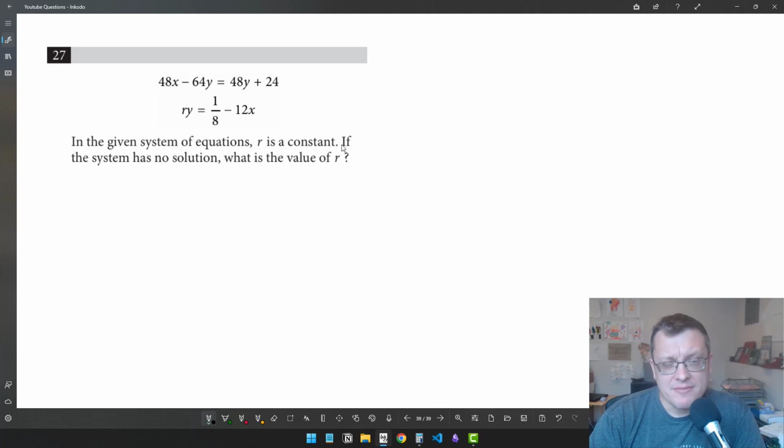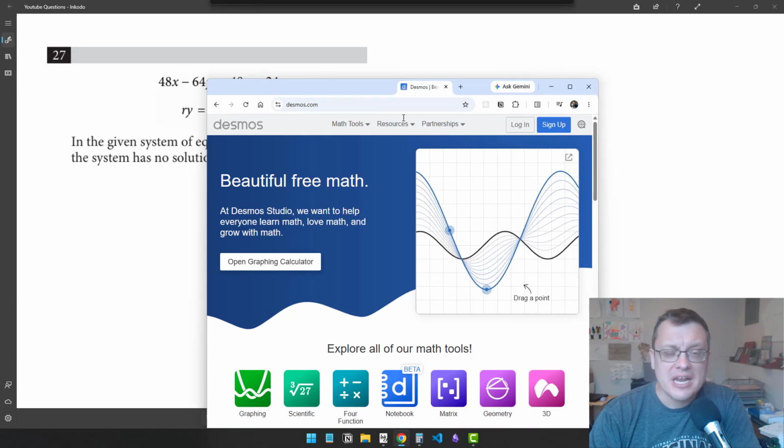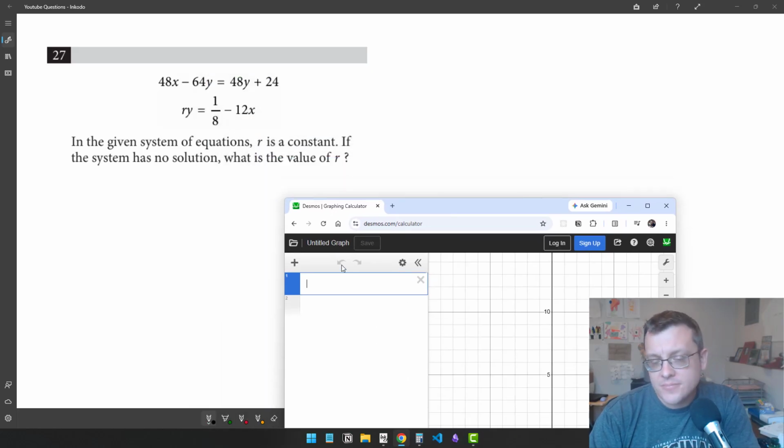For number 27, we have a system with no solutions. We want the value of r. First thought often is to try to use Desmos on this one. And, maybe it works okay in this case. It's not something I can sign off on because there could be scenarios where you're just not going to get lucky with your slider, basically.